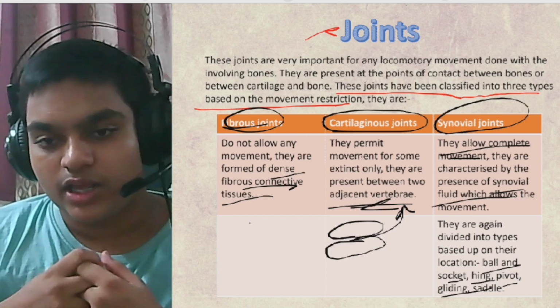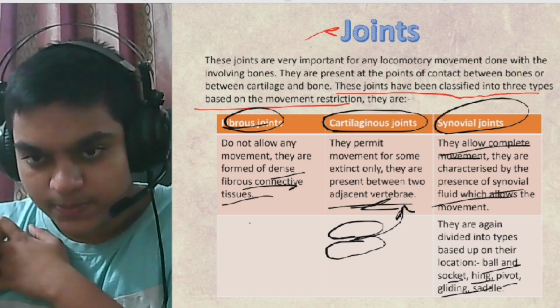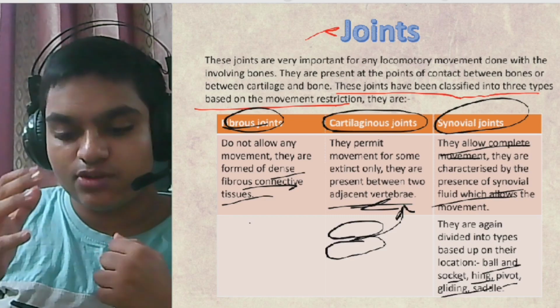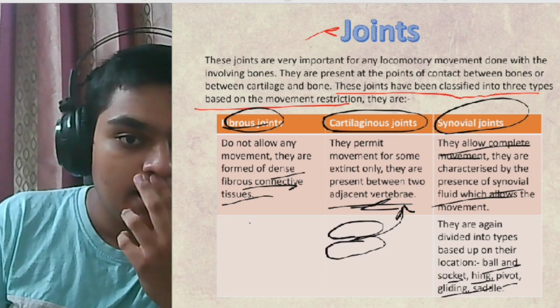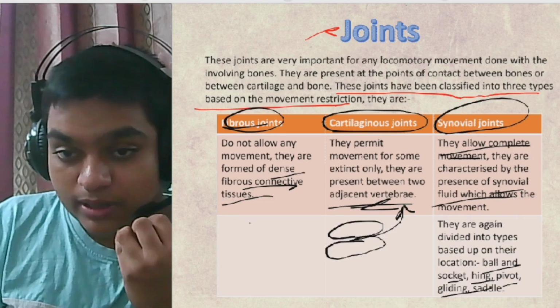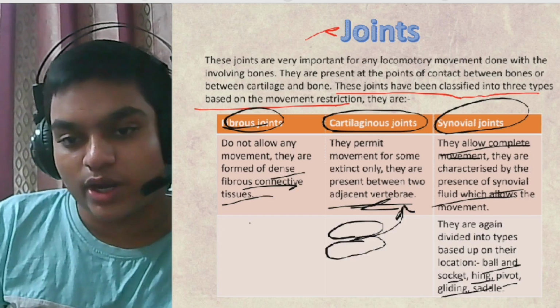Remember baller, like ball. And this ball and socket joint is present here as well as in your hip joint, where the heads of humerus and femur attach with the respective cavities like the glenoid cavity and acetabulum. There you have your ball and socket joint.